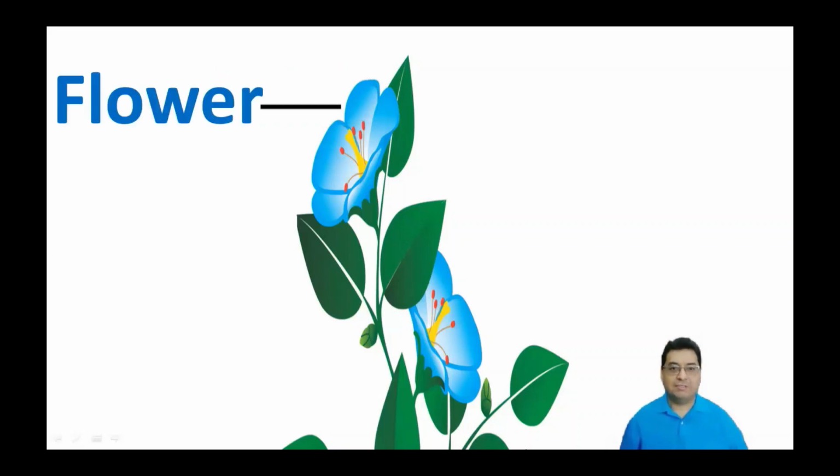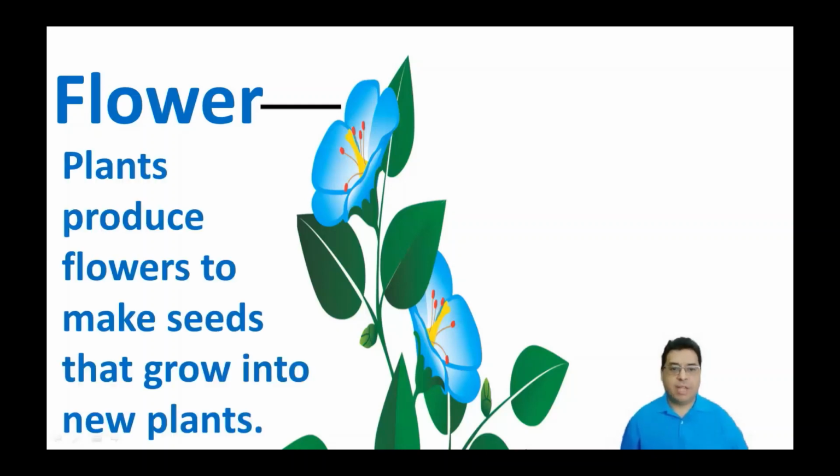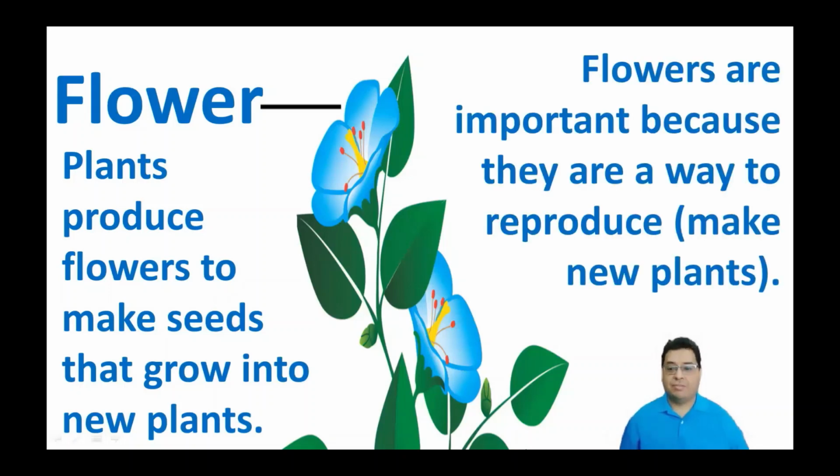That's right, it's a flower. And what does a flower do exactly? Well, plants produce flowers to make seeds that grow into new plants. Flowers are important because they are a way to reproduce, that is, to make new plants.